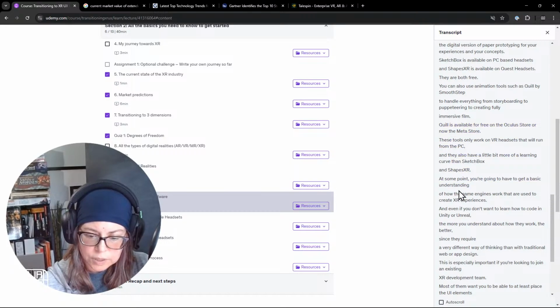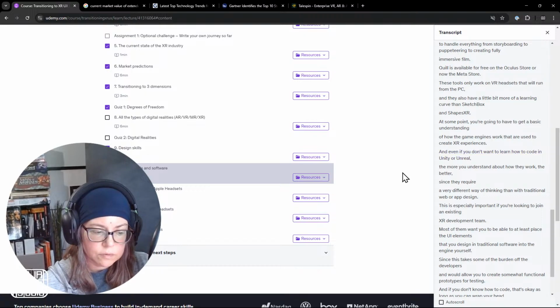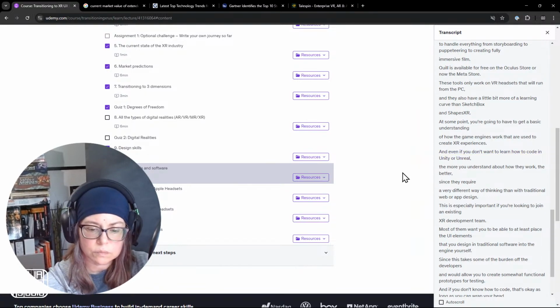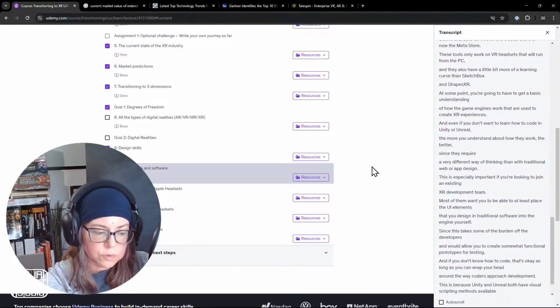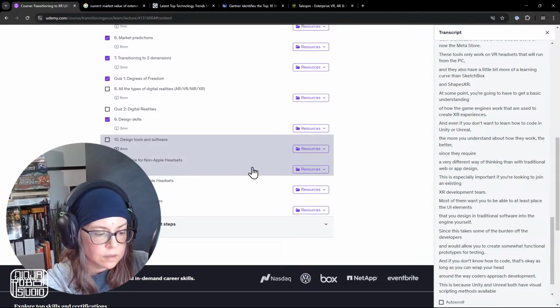There are new design tools. There's one that somebody just told me about. I forgot the name of it, that I need to check out. Shapes XR is still a really good one. Unreal is getting there, but Unity is the top tool for XR right now. Except Apple, you're going to have to use their tools, which are specific to them.